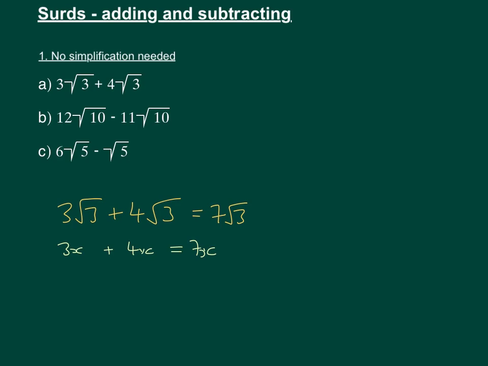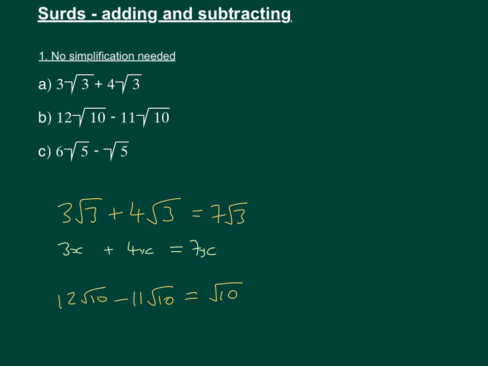Let's look at B. Same idea. So 12 root 10 minus 11 root 10. That's just going to leave us with 1 root 10, which we just write as root 10.